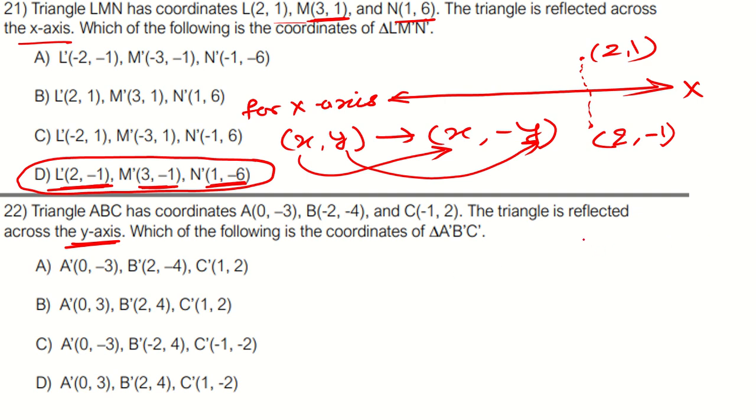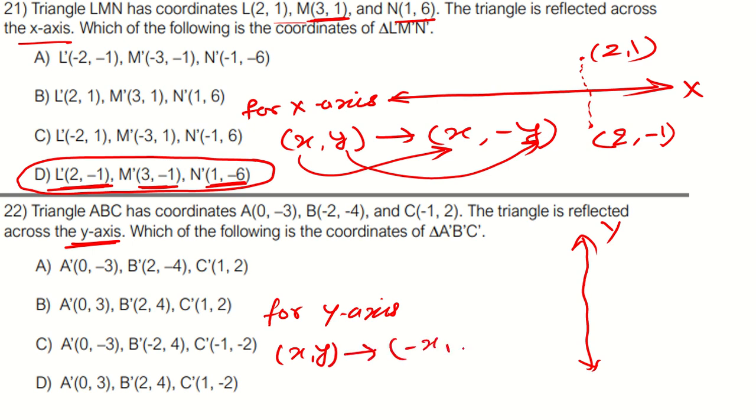Okay. Now for the y-axis, what should be the formula if it is a mirror? For the y-axis, the reflection of (x, y) will be (-x, y). This time the value of y will be the same and the value of x will be changed to the negative sign. Now here they say (0, -3). So its reflection will be (0, -3). We are talking about the y-axis.